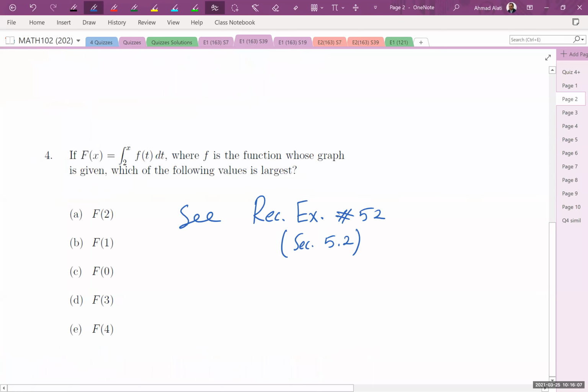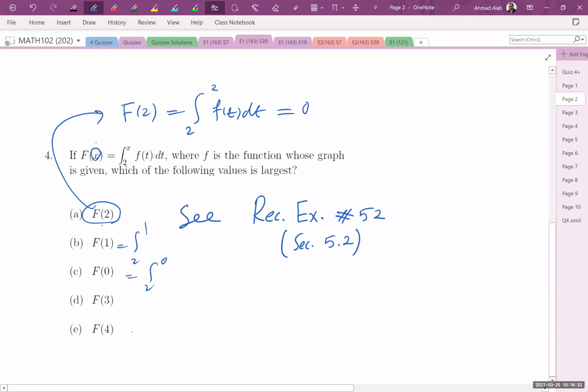What is the idea? The idea, Shabab, is about the integral. What is F at 2? F at 2, so just replace x by 2. So F(2) will be the integral from 2 to 2 for a continuous integrable function. This means that it will be 0. You know that. So this will be 0. This will be the integral from 2 to 1. This will be the integral from 2 to 0, and so on.